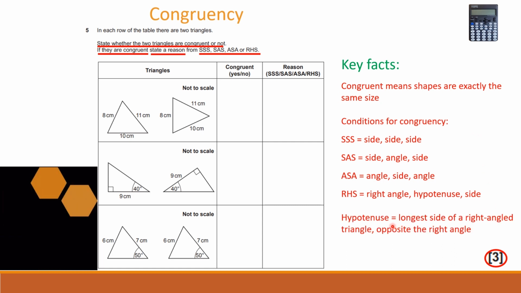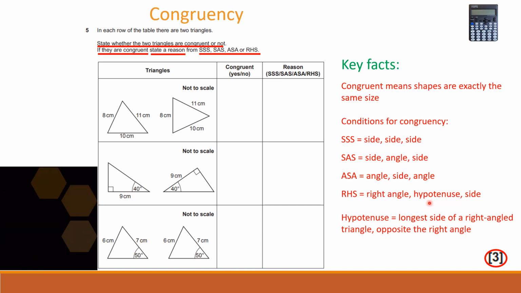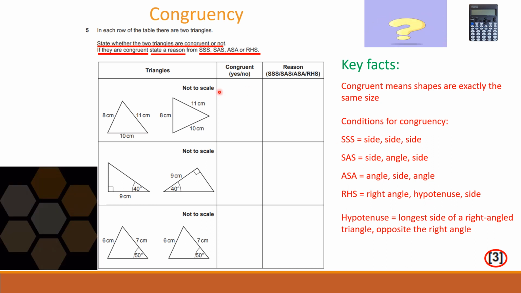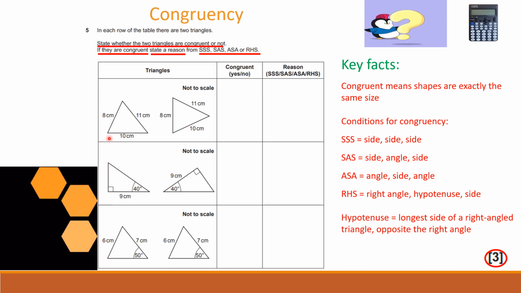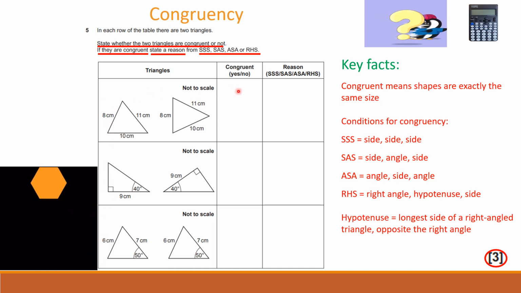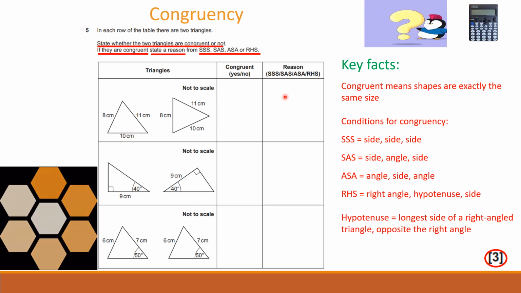Your hypotenuse is the longest side of any right angle triangle and it's always opposite the right angle. So that's what this word here means within the RHS. Press pause. Have a look at the triangles, see if you can work out which ones they are, which of the 3 have been used, and are they congruent, and give their reason. Press play when you're ready to hear the answer.